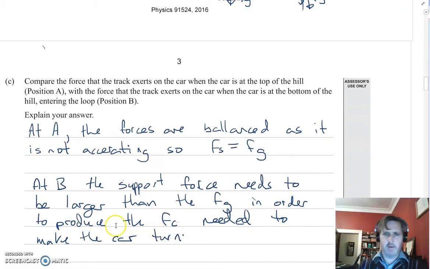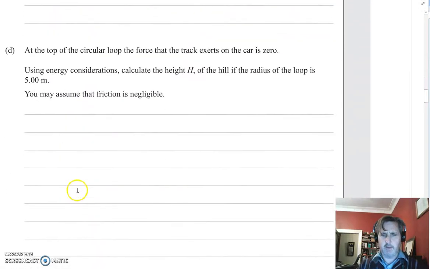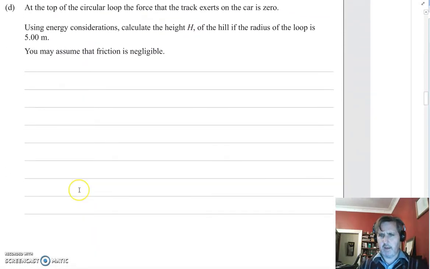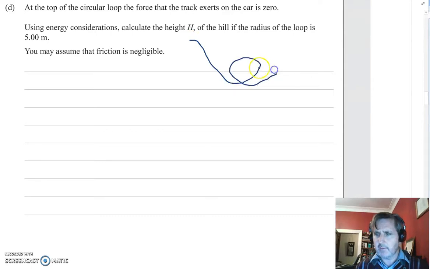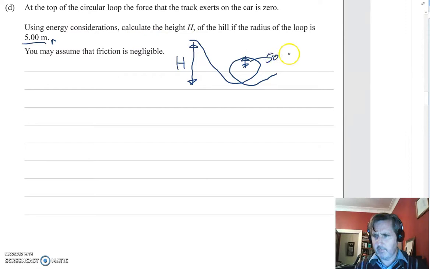Cool. Let's go on to the next bit, D. Okay, so D is top of the track, circular loop. The force of the track. Oh, okay. Let's just draw this. So because we had a track that was up there, it kind of looked like that. They tell us here the height, that is the height. They've told us the radius here equals 5.00 meters.